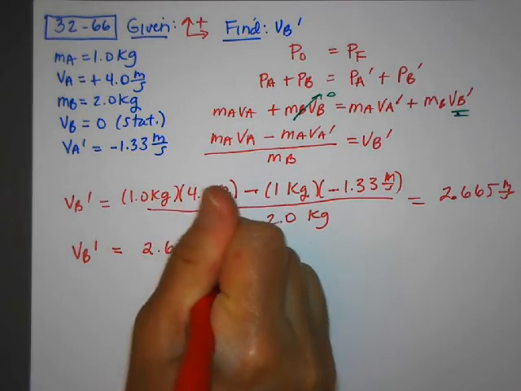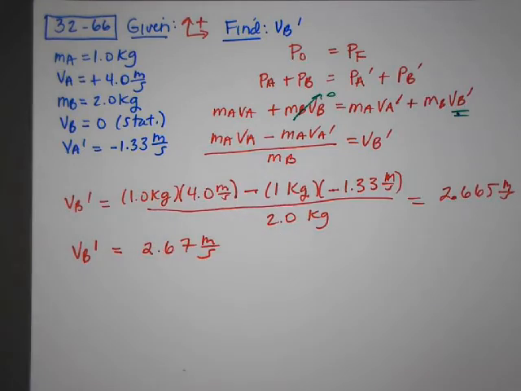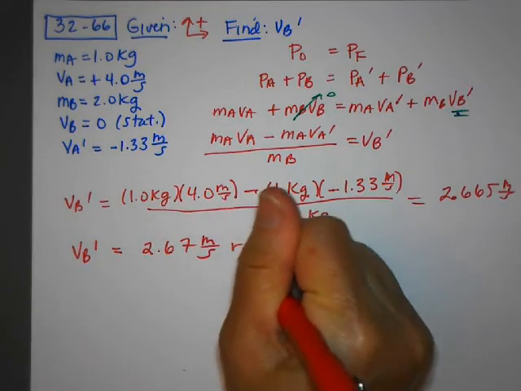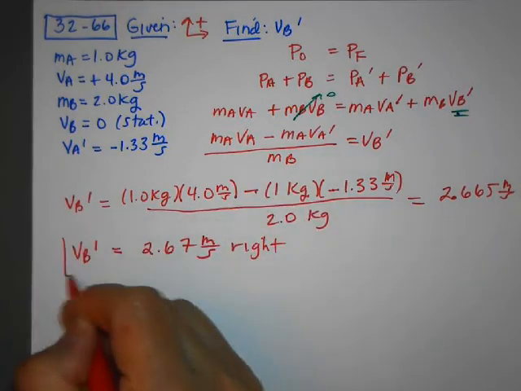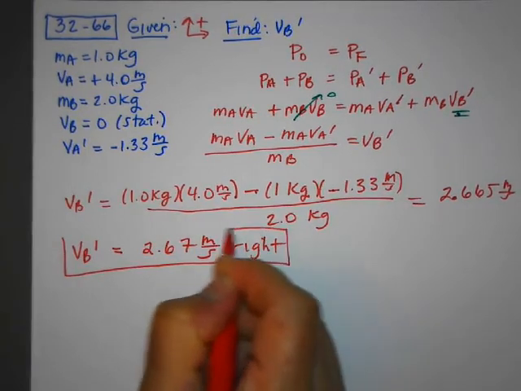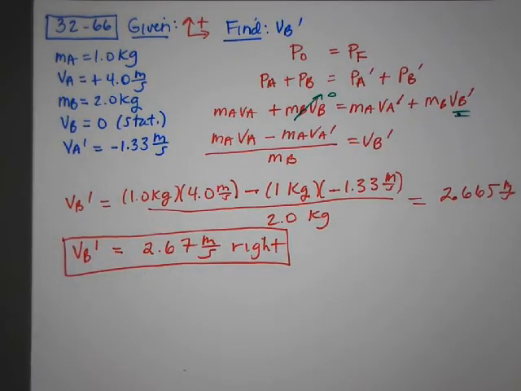2.67. Now, remember, just like momentum, velocity has both a magnitude and a direction. This is going to be positive, so that means it's going to the right, because we're using our standard Cartesian sign convention, where up and to the right is positive and down and to the left is negative.